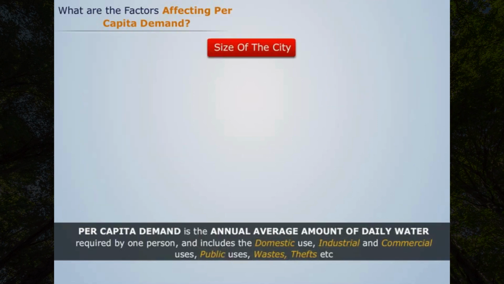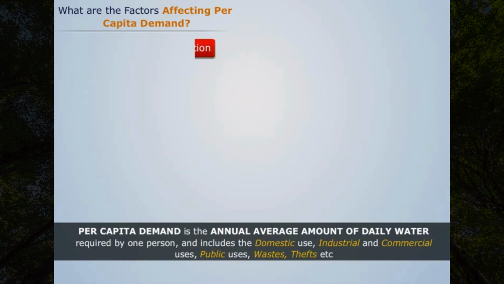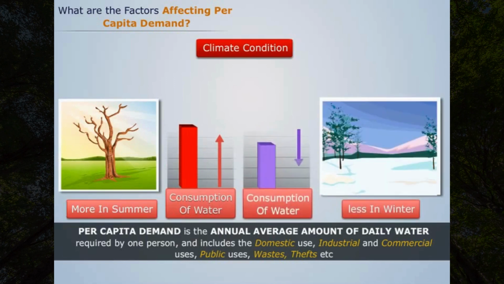Size of city. The per capita demand for big cities is generally large as compared to that for smaller towns. Climate conditions. In summer, the consumption of water is generally more, and in winter, consumption of water is generally less.